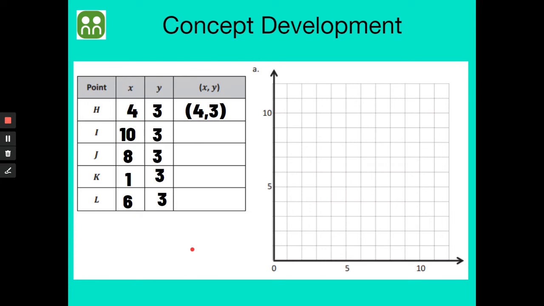So go ahead and pause the video and take the time to do that. And then once you're finished, you're going to unpause the video and we're going to keep going. All right.